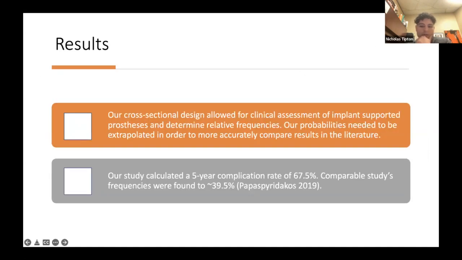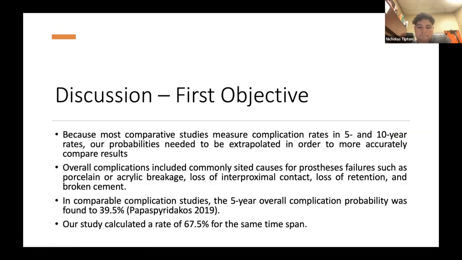And so our study was able to create the basis for a clinical assessment to be used in the future. We had an overall 5-year complication rate of 67.5. So comparable studies had about 39.5. It's hard to compare because of how you assess the patients and what complications you take into account. So it's going to be kind of hard to compare it to the literature. And also from the fact of the length of the study, many sources of literature had longer studies that made it kind of tough to compare our findings with.